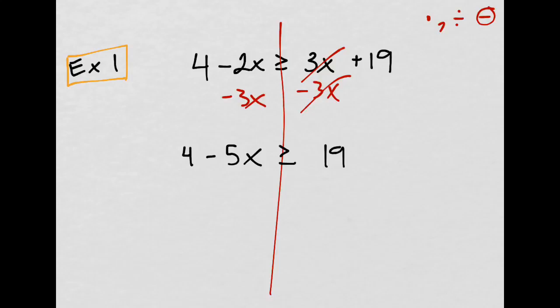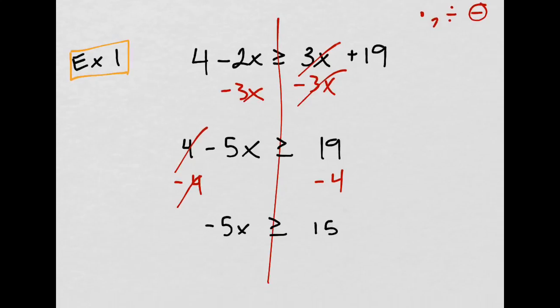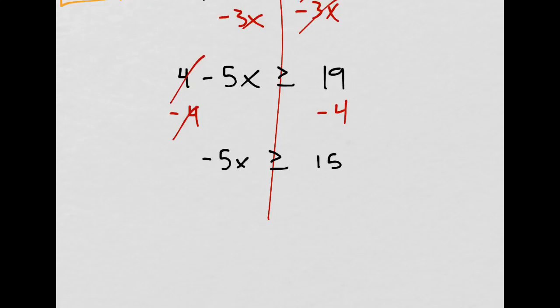And then what are we going to do? Well, I moved the variables to the left, so I will move the numbers to the right. I will subtract those. And what do I get? Remember, don't forget that negative, be careful: negative 5x greater than or equal to 15. Oh, this is nice. And then the last step is to divide by negative 5.